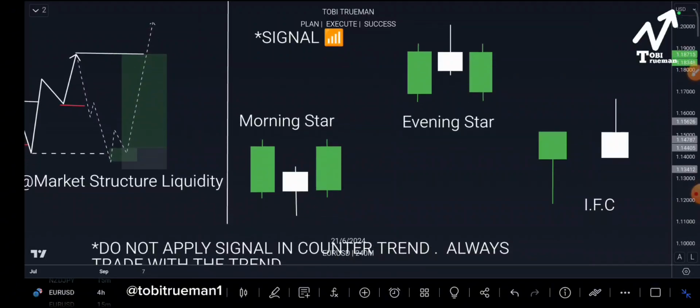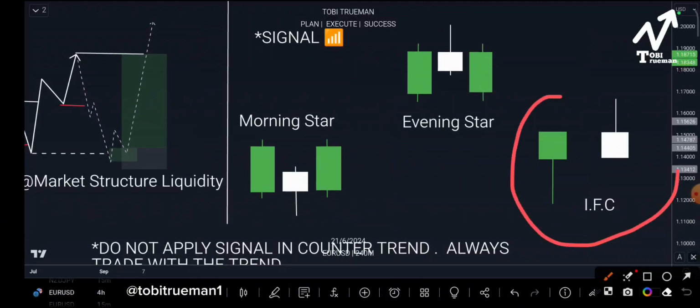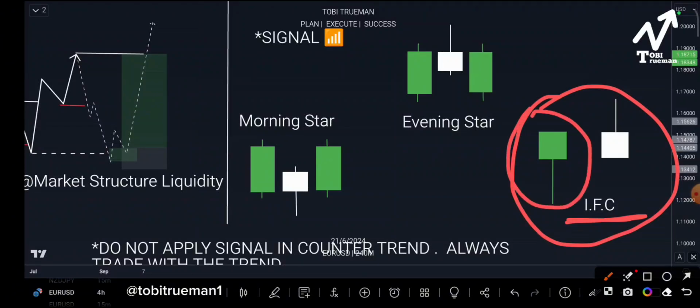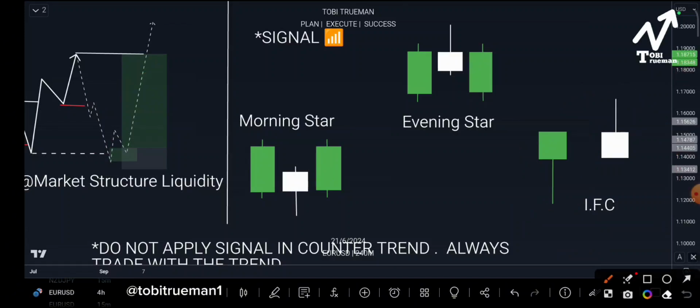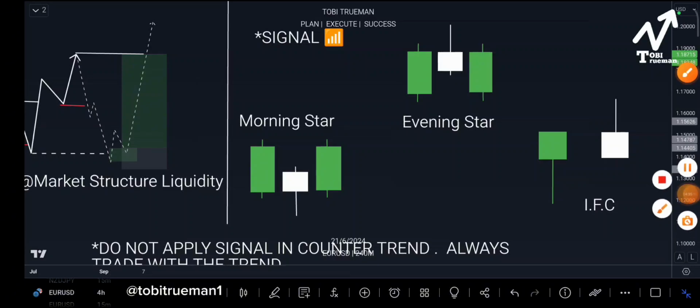Then there are sometimes we have this IFC candlestick. I've explained it also in previous videos, especially for day trading. Please make sure to check that out. IFC, institutional funding candlestick. If we have this type of candlestick at our inducement point, we take it. Then if we have it also at our market structure liquidity, we also take it. For buying, then this one is for selling. I hope this is very clear and easy to understand.